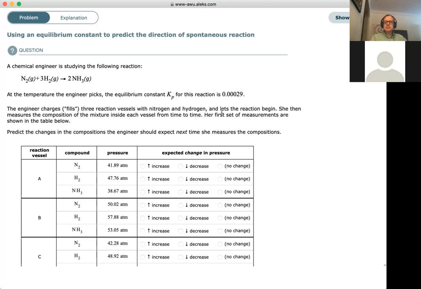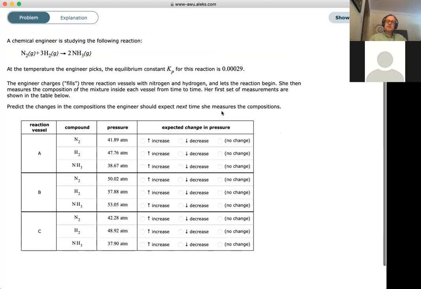lets the reaction begin. She then measures the composition of the mixture inside each vessel from time to time. Her first set of measurements are shown in the table below. Predict the changes in the compositions that the engineer should expect the next time she measures the compositions. Okay. So there are 3 vessels, 3 containers. One of them is called A. So we'll just look at A first, and then we'll do them each at a time.